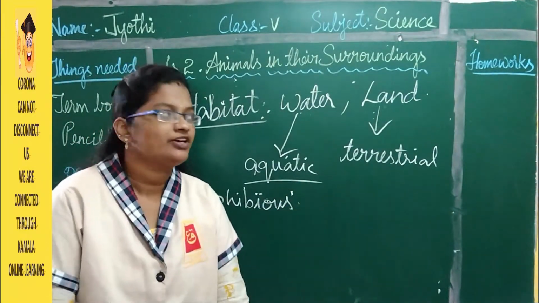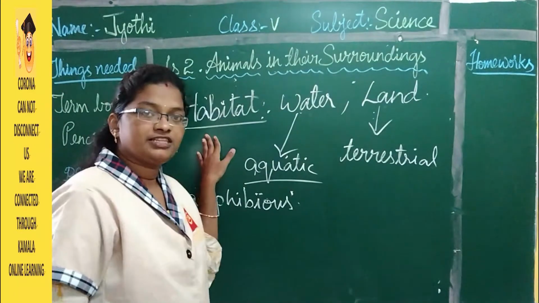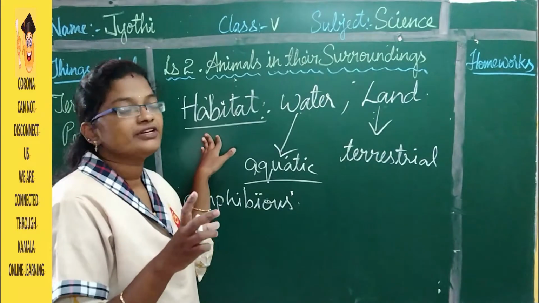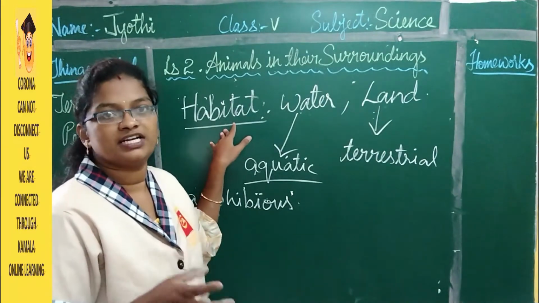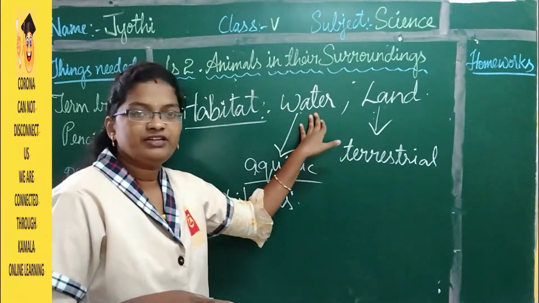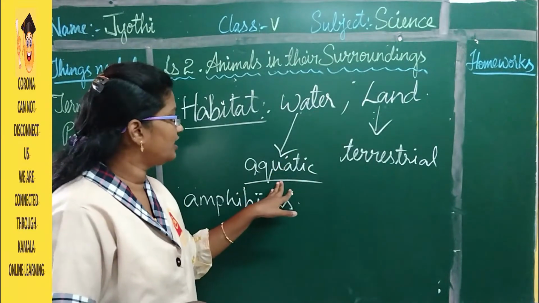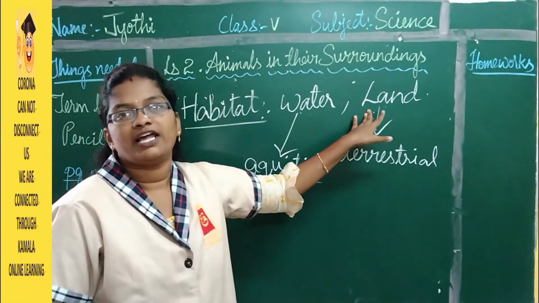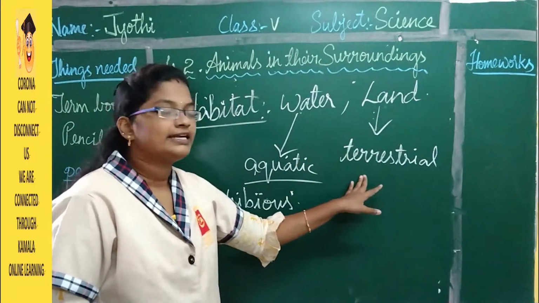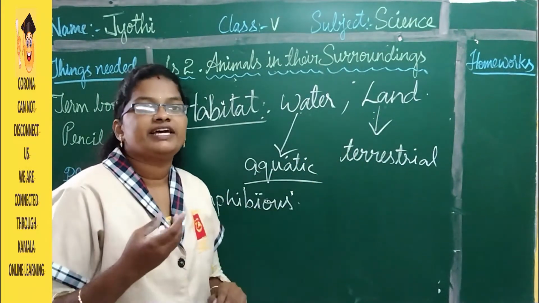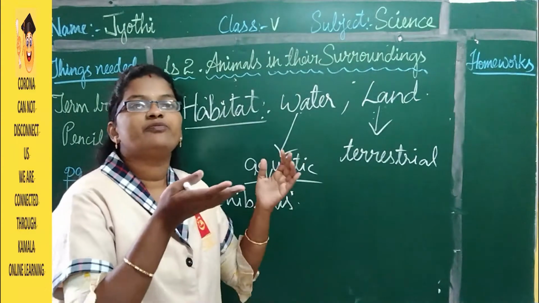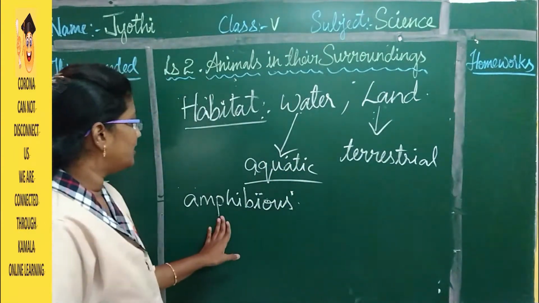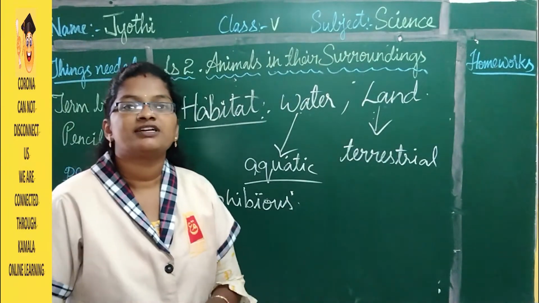So once again I am telling you, a habitat is nothing but a place where the animal is suitable. It can live. That particular place is called its habitat. Few live in water and they are called aquatic animals, and few live on land and they are called terrestrial animals. Whereas few animals can live both in water and on land. They are called amphibious animals.